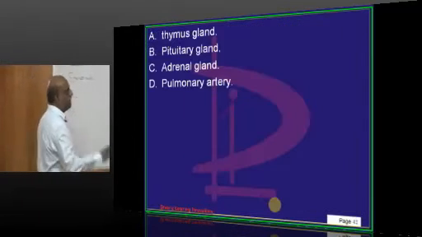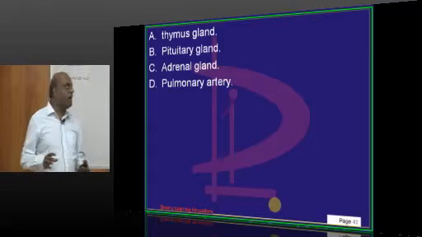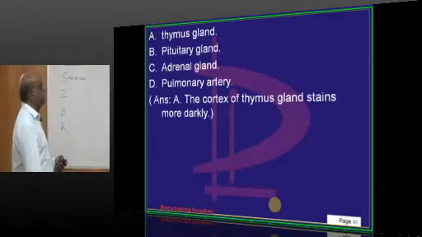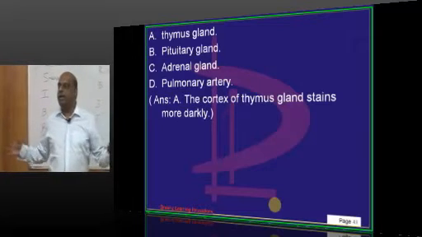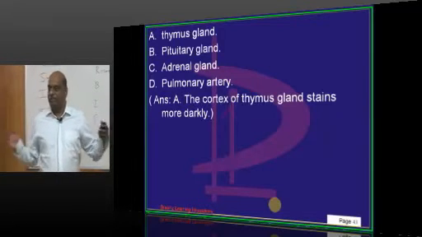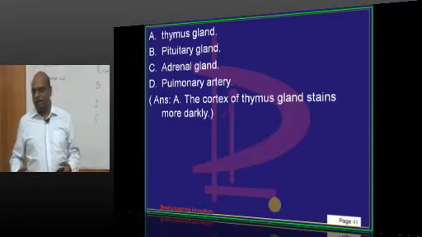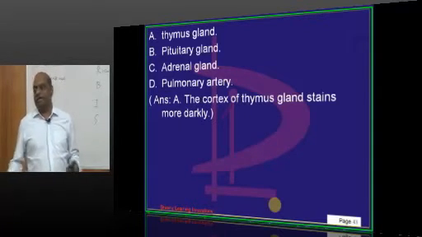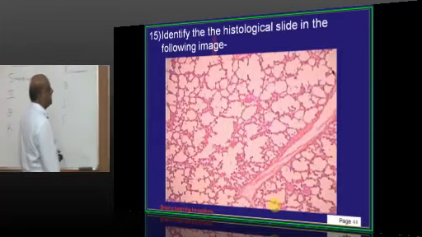Now, what is this histological structure? The cortex is staining darkly in this histology, which is the classical feature of thymus gland. Remember, one of the lymphoreticular gland histology will be given. Lymph node, thymus, spleen, lung, adrenal. How to recognize them histologically? You should have clarity in image based questions.